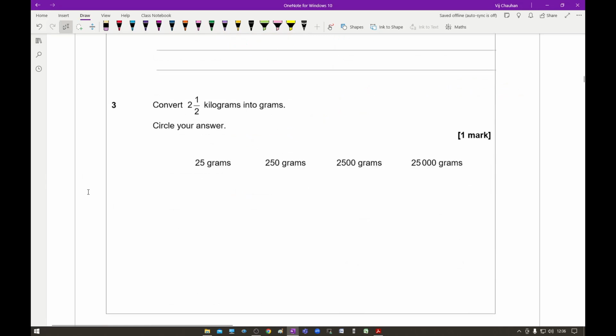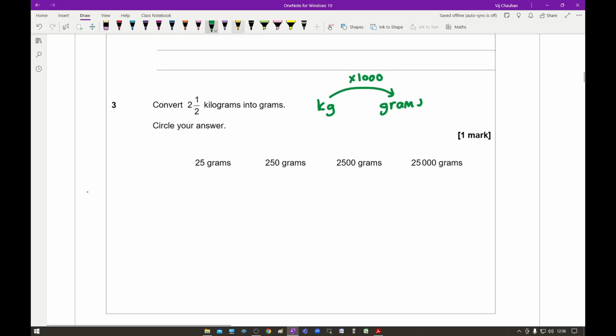Moving on to question 3, we've got another conversion question. It's to convert 2.5 kilograms into grams. Now to convert kilograms into grams, all we need to do is multiply by 1000. The reason for that is because there are 1000 grams in a kilogram.